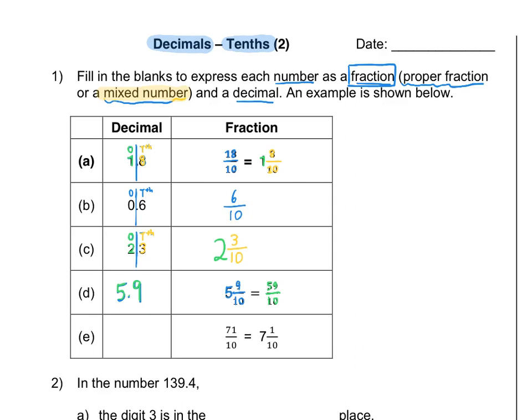Now let's go on next. Part E. You are given 7 wholes and 1 tenth. How do you write it as a number? 7 wholes is simply 7 ones, dot, 1 tenth, so it's 7.1. And then we do a double check. 7.1 is indeed equal to 71 tenths. So the answer is correct.